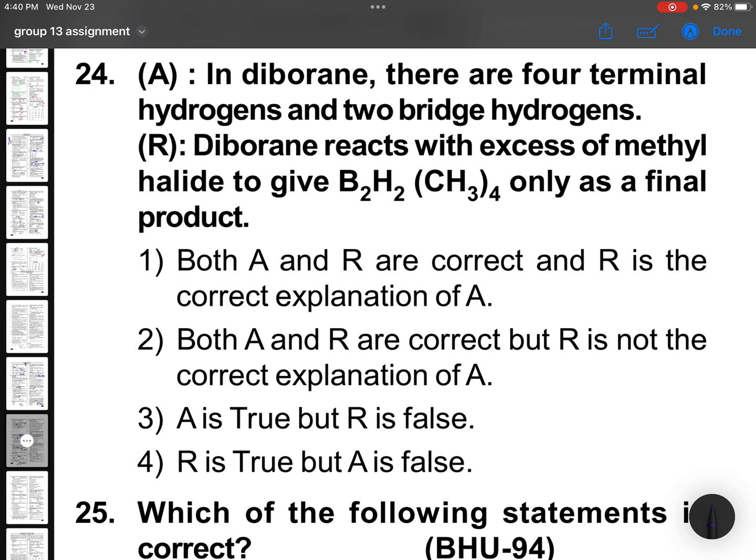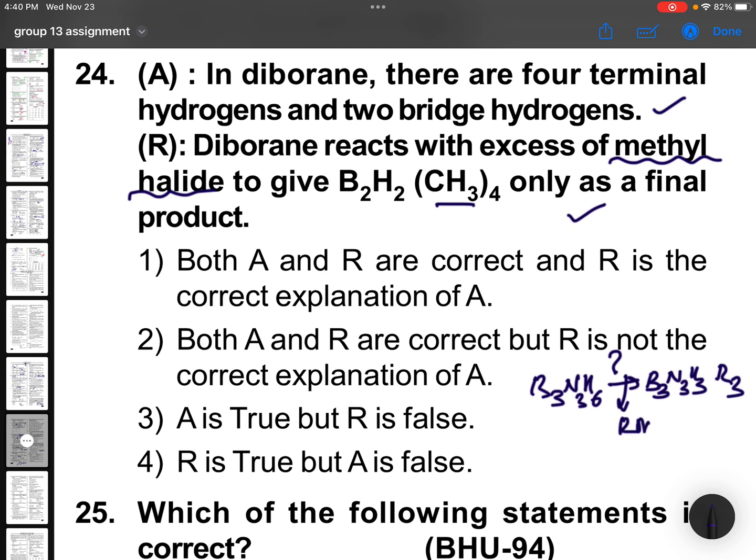In diborane, there are 4 terminal hydrogens and 2 bridge hydrogens. Absolutely. Diborane reacts with excess of methyl halide to give B2H2(CH3)4. This is also right. Methyl halide, this point you remember because in recent years, I think 2022, this question was asked: B3N3H6 can be converted to B3N3H3R3. For this purpose, what do we need to use? That is Grignard reagent. Not direct alkylation, you need to use Grignard reagent. This question was asked in 2022. Check once. So here both A and R are correct and R is the correct explanation because only terminal hydrogens are replaced by methyl group.